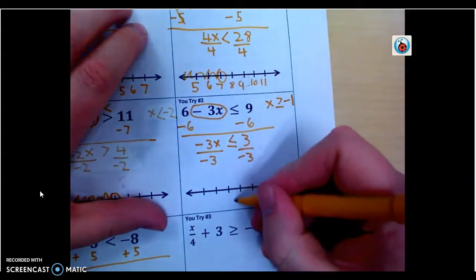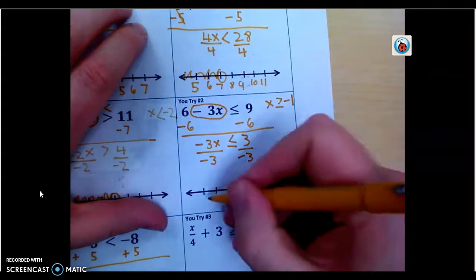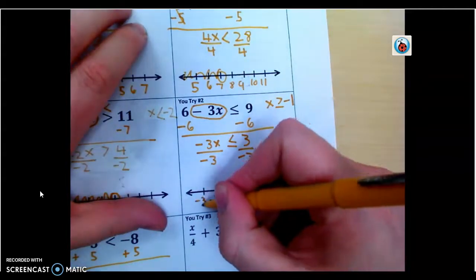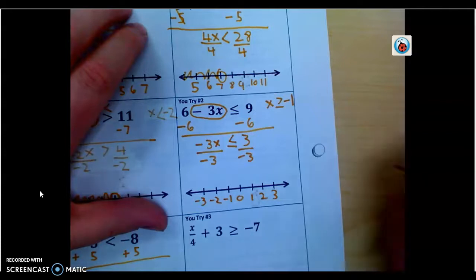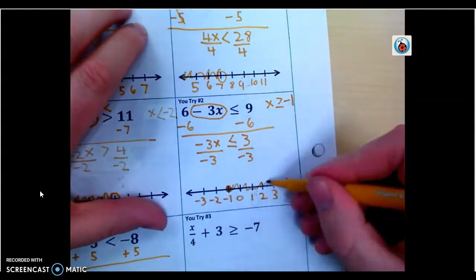So I create my number line. Got negative 1, 0, 1, 2, 3. Negative 2, negative 3. Put a closed circle at negative 1, and I shade to the right.